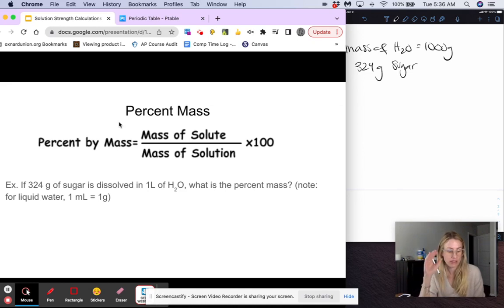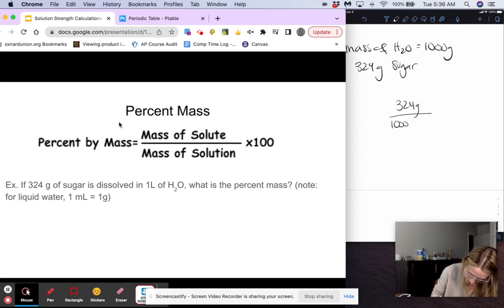And remember, this is the solution. This is not the solvent, which is just water. So because it's the mass of the solution, it's going to be both of these things together. So what we end up getting is 324 grams divided by 1,000 plus 324 grams. Because again, this is the mass of the solution. This is both of them together. Once they're mixed together, the solute and the solvent, that will be the solution. All right, so times 100.